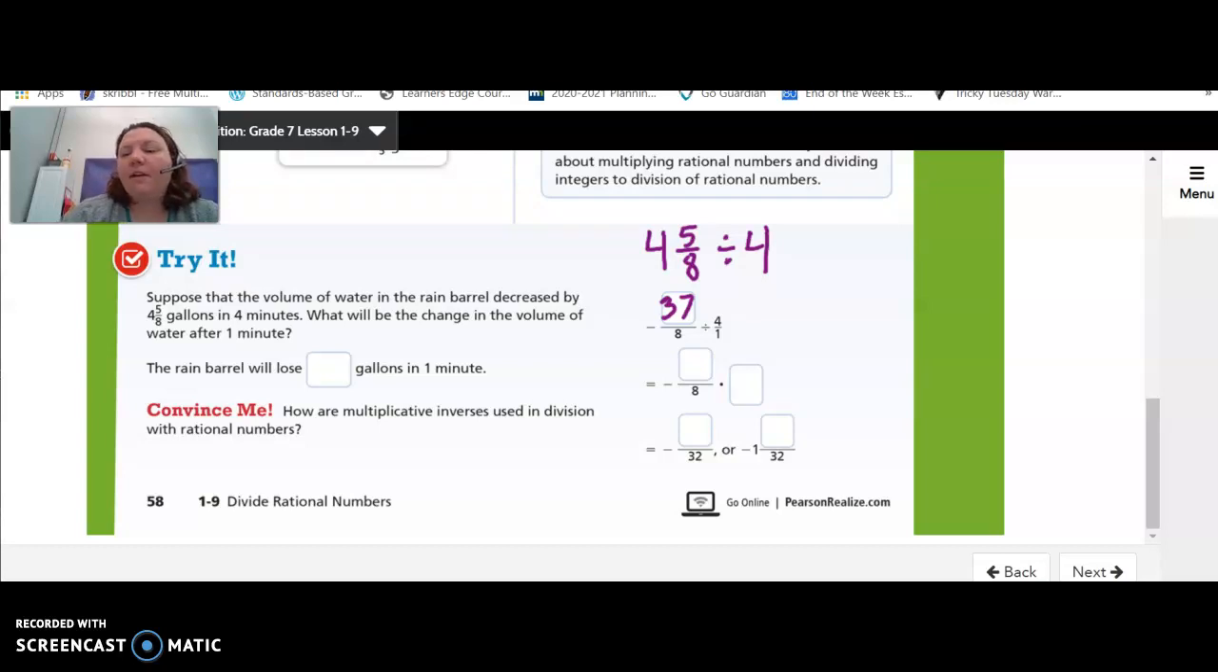All right, so now here come the rules or the new steps for dividing fractions. It's kind of like the keep change. So here's what's going to happen. We're going to keep the first number. So I still have negative 37/8. Okay. I'm going to change the division to multiplication, and I'm going to flip the second fraction. So 4/1 is going to become 1/4.